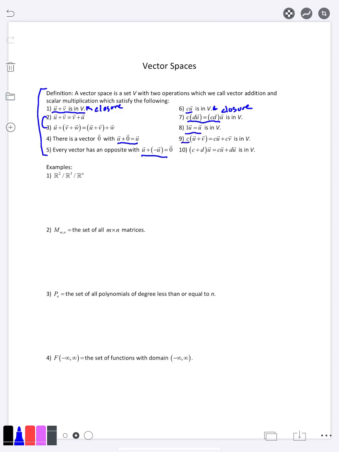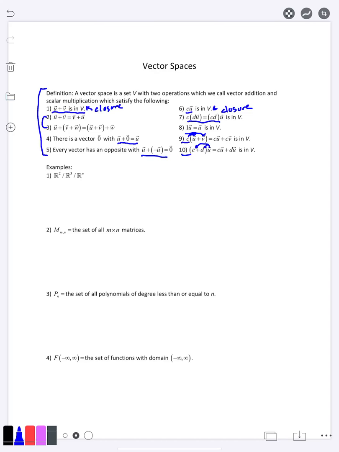And then 9 and 10, the last two, are just saying you can do the distributive property here. One is you are distributing a constant into 2 vectors, and the other is you're distributing a vector into 2 constants. We're just making sure that both of these will actually work out and give you the answer, or a valid answer, I should say.